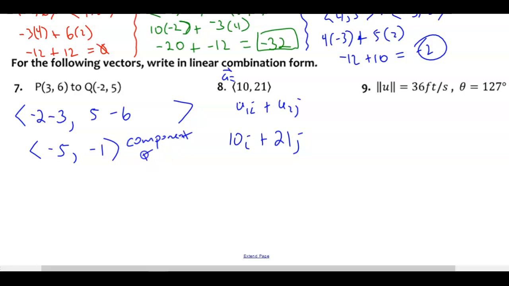There we go, component form. So now I can put in a linear combination. I have negative 5I minus, and the reason I did minus is because that's negative 1. Minus 1J. Or you can say negative 5I minus J. Either one works.